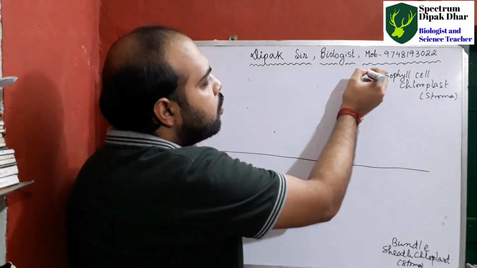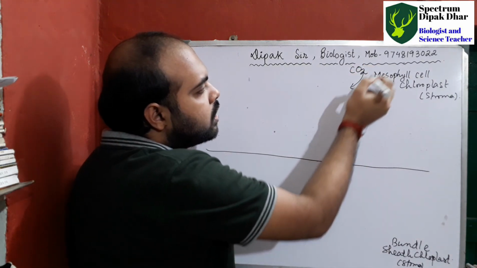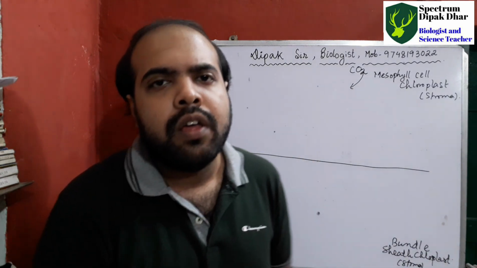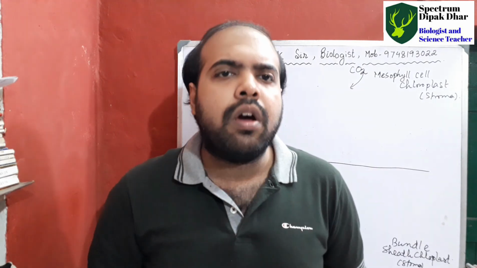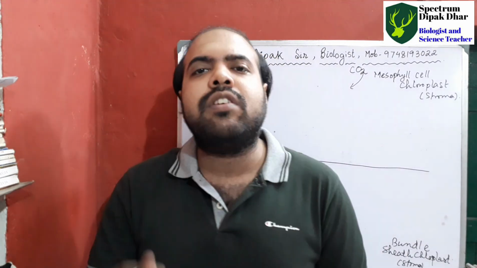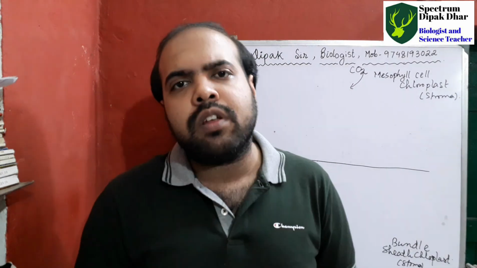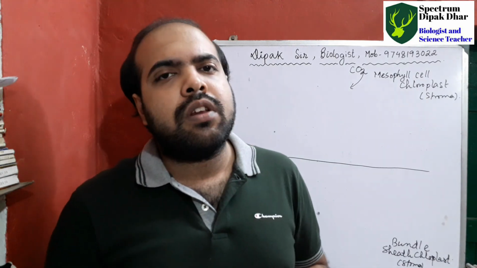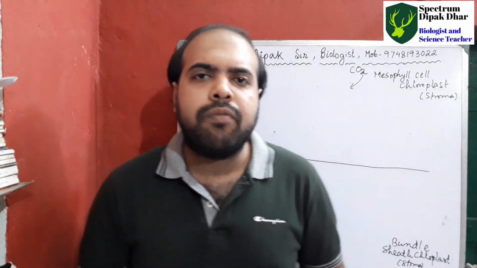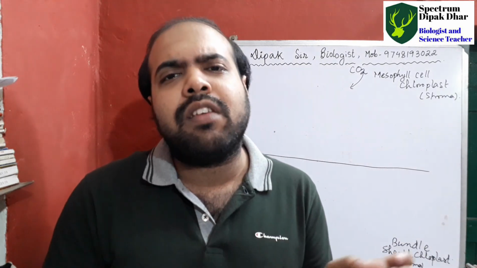So, first of all, carbon dioxide will enter into the mesophyll cell chloroplast by what? By stomata. As you all know, there are different structures that plants have by which gaseous transportation occurs. One of them, the main component, is the stomata, the second one is the lenticel, and the third one is the cuticle. But the majority of the gaseous exchange takes place through the stomata, which is surrounded by guard cells.